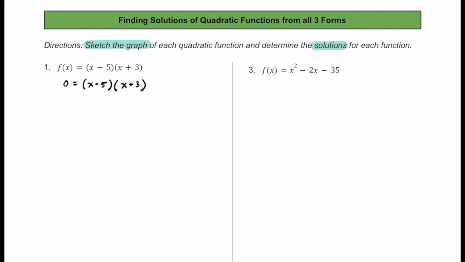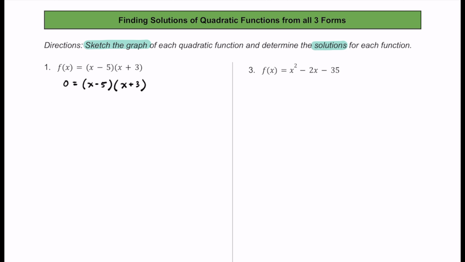At this point, to solve this equation, the left side is equal to 0, so the right side has to somehow equal 0. The only way that can happen is if this binomial, x minus 5, is equal to 0, or if this binomial, x plus 3, is equal to 0. So what would make each of these go to 0?